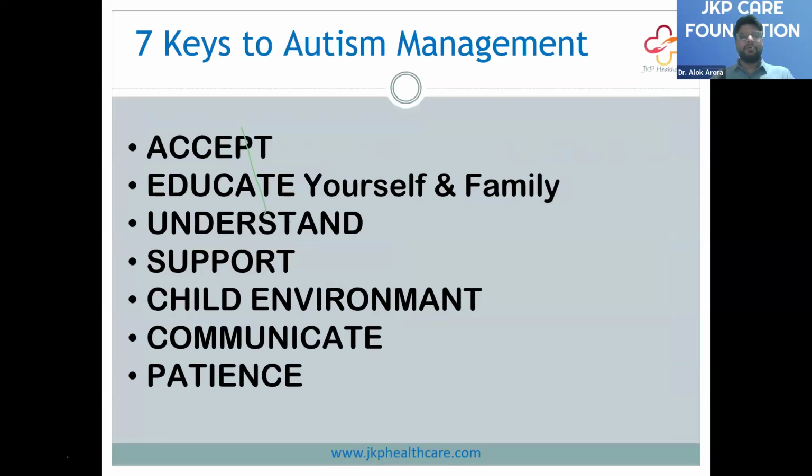So coming back to our screen, 7 keys of autism, child environment is very, very important. We need to correct the child environment. So when you sit back after this session with a diary, when you are writing down about acceptance, education, I would request all of you to just take a screenshot of this page if you want, all these 7 points, or you can note it down.